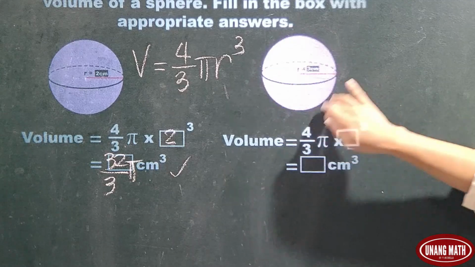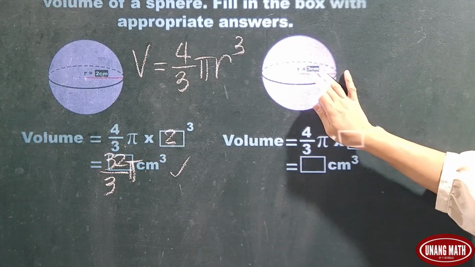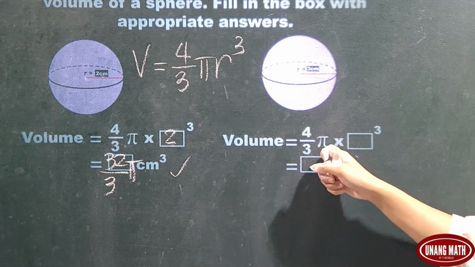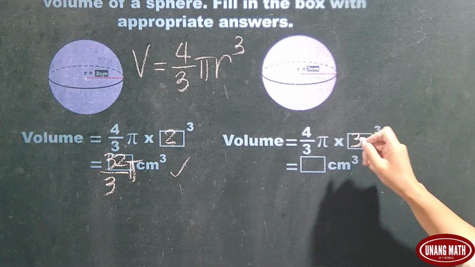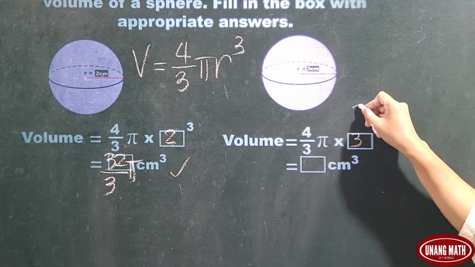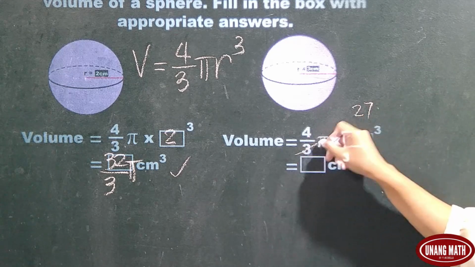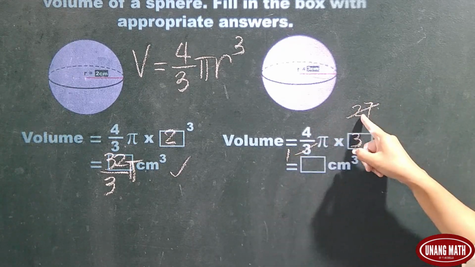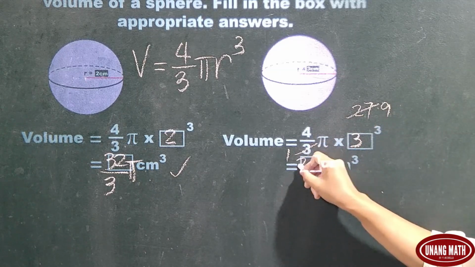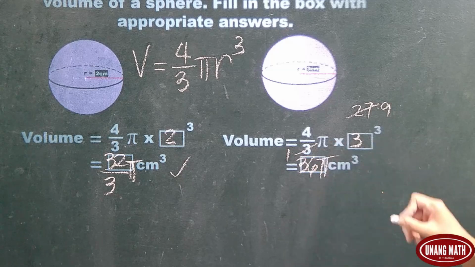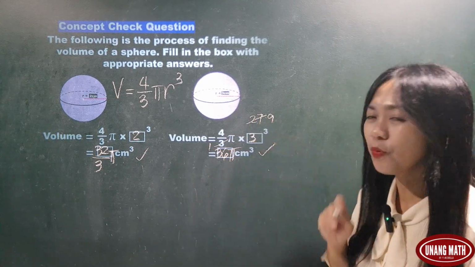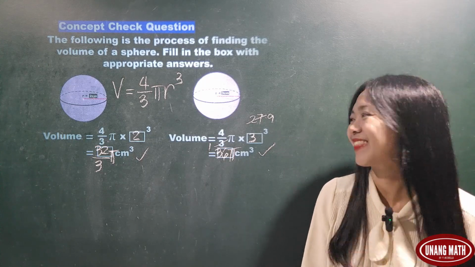What about the second sphere? Radius is 3 centimeters. So volume would be equal to 4/3 times pi times 3 raised to the power of 3. 3 raised to the power of 3 is 27. So simplify. This is 1, so this is going to be 9. So 4 pi times 9 is equal to 36 pi. So the volume of this sphere is 36 pi cubic centimeters.